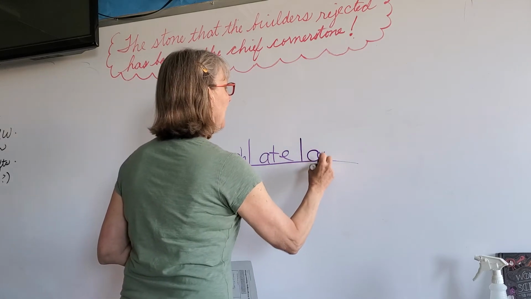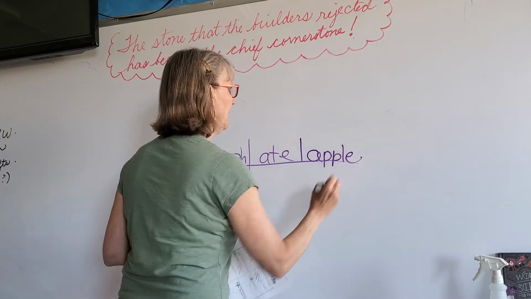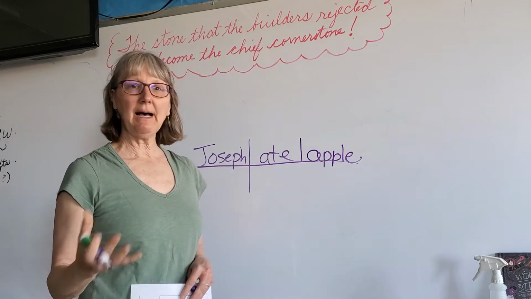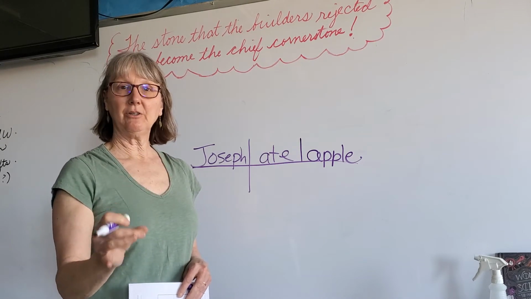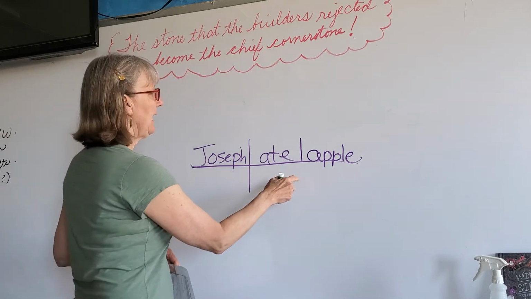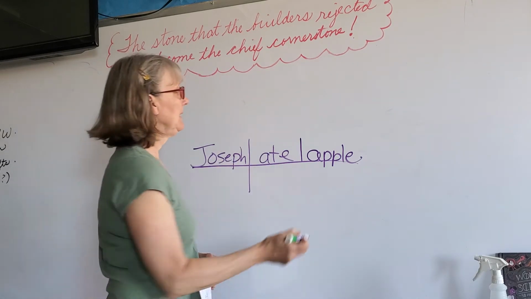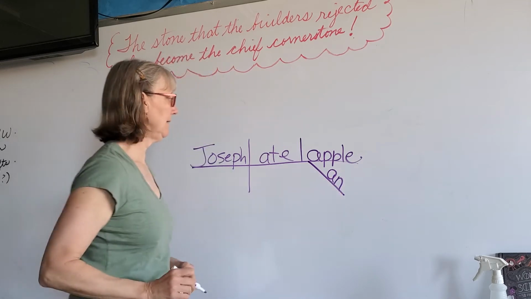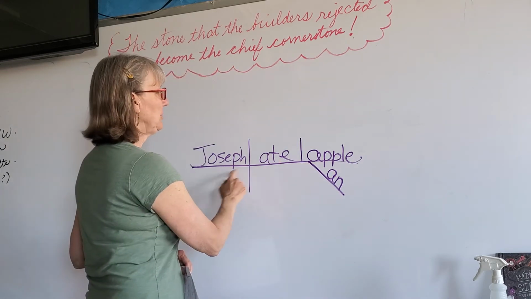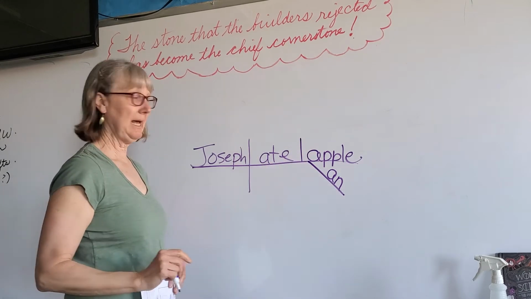So Joseph ate apple. Now the word an is only a modifier. It's an adjective. We also know that as an article. A, an, and the, articles, they serve as adjectives. And it goes with apple. So we're going to draw a little line off of apple and put the word an right there. Joseph ate an apple. Okay?